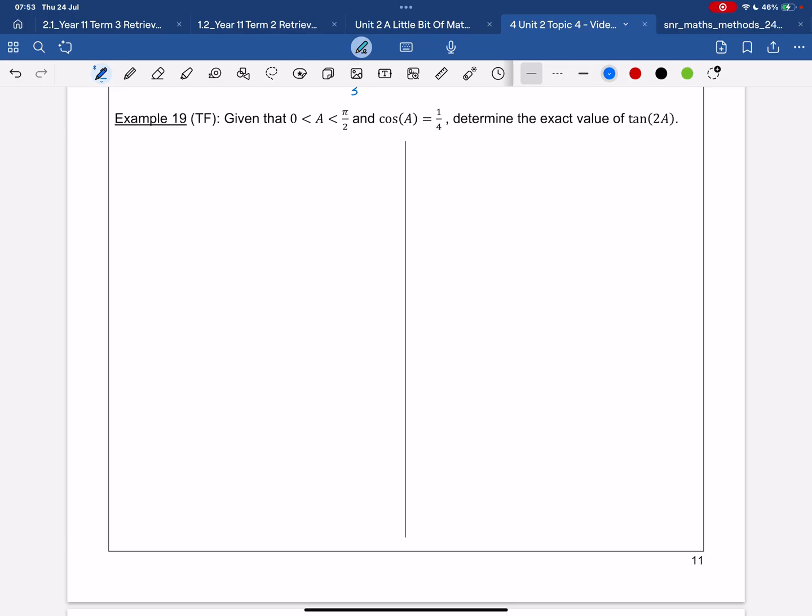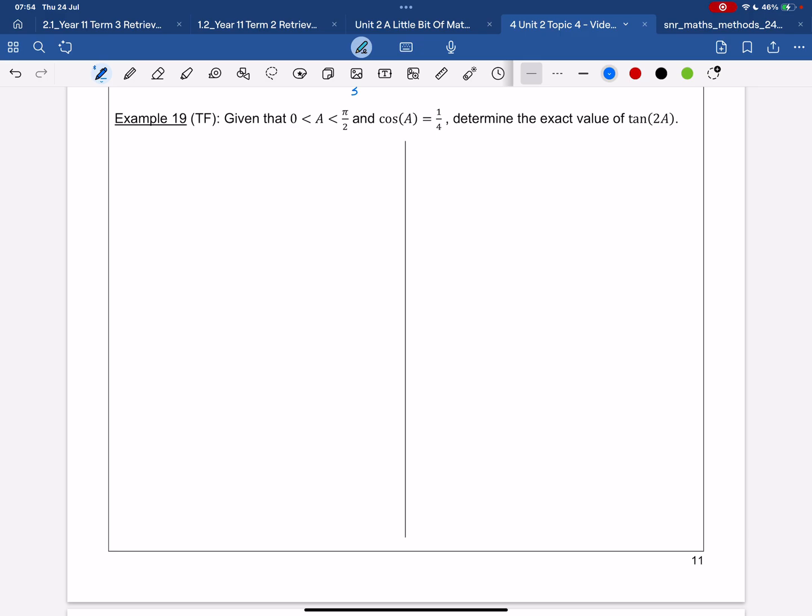However, I do happen to know that tan can be rewritten as sine over cos, and I do have double angle identities for both sine of 2a and cos of 2a. But I've only been told that cos of a is equal to a quarter. So I'm going to need to do a couple of things. Firstly, I need to try and find out what sine of a might be. And then I need to convert my tan into a sine over cos. And then I can use my identities.